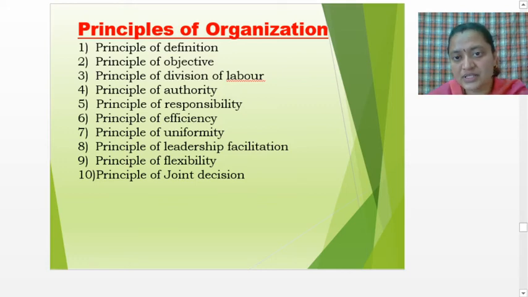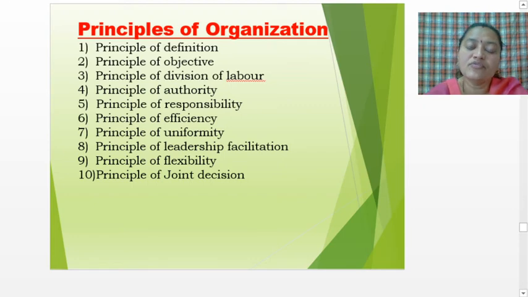So these are the principles of organization. First one was principle of definition. Definition means what? Define or fix whatever rules, regulations, duties and responsibilities there are. So all the duties and responsibilities have been defined and fixed. Then principle of objective. Objective means what? There are certain objectives of the company. So whatever objectives have been set, according to those objectives they have to follow.